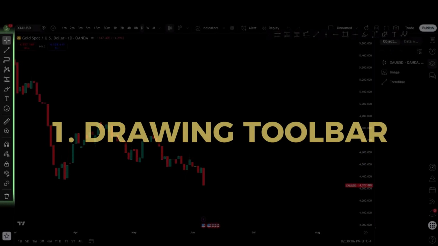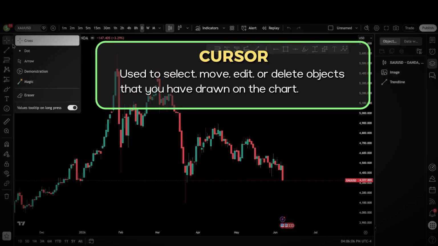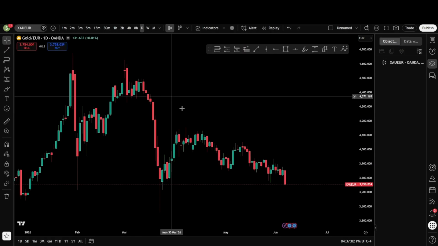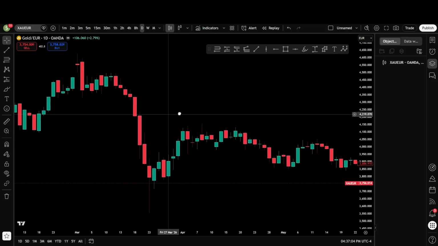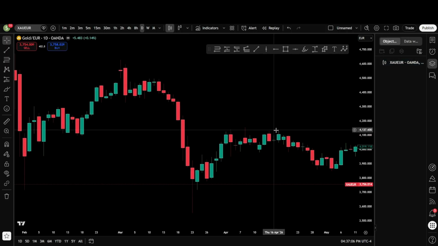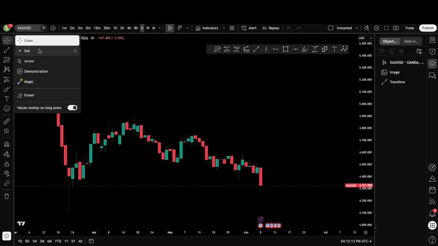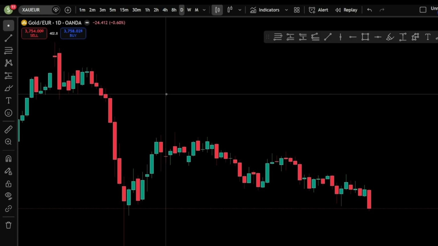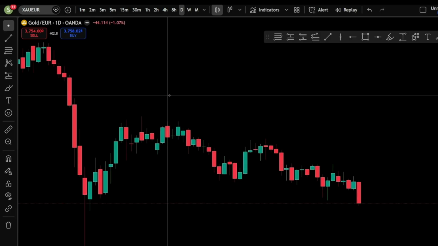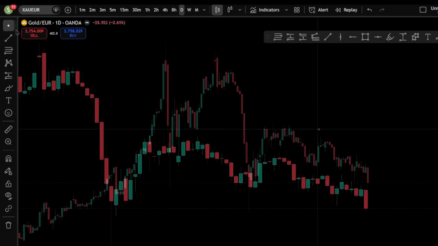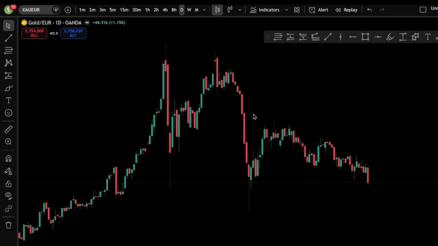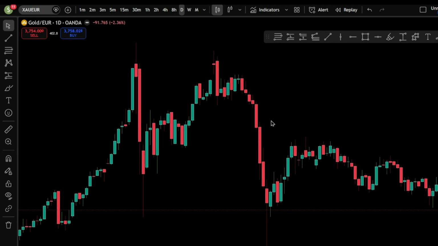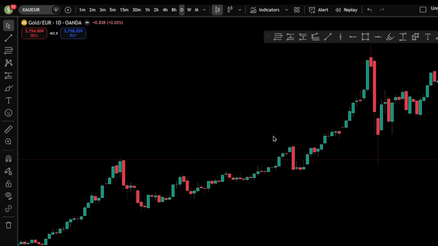For the cursor tool, I usually use cross the most because it helps me see the exact price and time on the chart. Besides cross, you also have dot and arrow. Dot is a small dot-style cursor, so it looks cleaner and covers less of the chart. Arrow is like a normal mouse cursor, so it's easy to use for selecting, dragging, or editing objects on the chart. But for price analysis, I still recommend using cross because it shows the position more accurately.